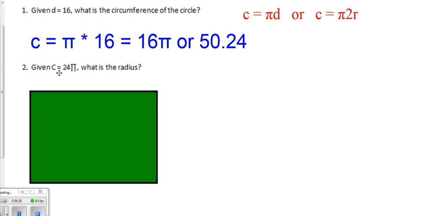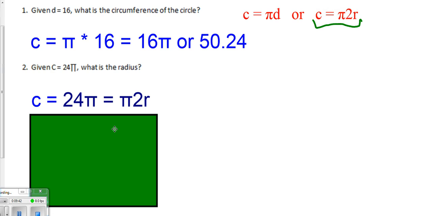For the next one, if the circumference equals 24 pi, what is the radius? Well, remember, this formula has a circumference and a radius in it, so we're going to use that one. We were given that it was 24 pi, so we'd say circumference equals 24 pi, but it also equals 2 pi r from over here. So essentially, we're just ignoring the other part. We just need 24 pi equals pi times 2r.